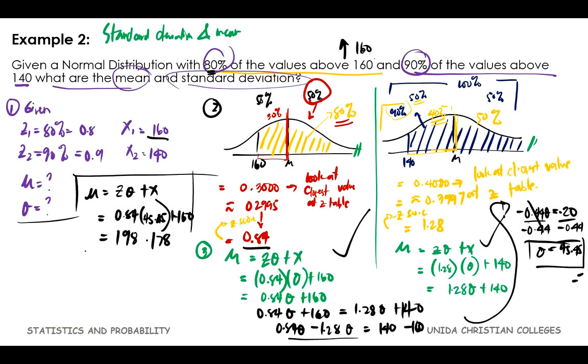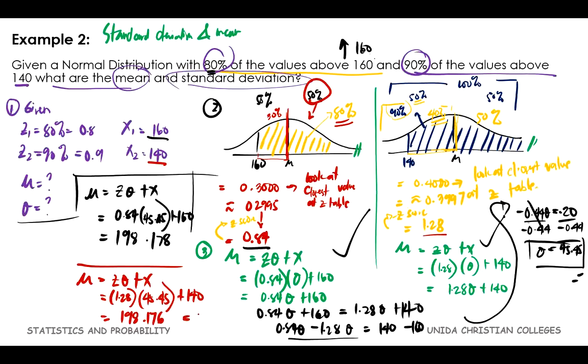Okay, sige. Solve natin din yung isa kasi baka malito kayo. Bakit isa lang yung pinakita natin? Sige, solve natin yung isa. So, mu is equal to z-score times standard deviation plus x. Our z-score yung sa isang data is 1.28. Okay, our standard deviation is 45.45 plus our x score is 140. Kapag pinerform yung operation na yan, you will get 198.176. Round off lang natin to into 2 decimal places. So, 198.18. So, ito yung ating average.